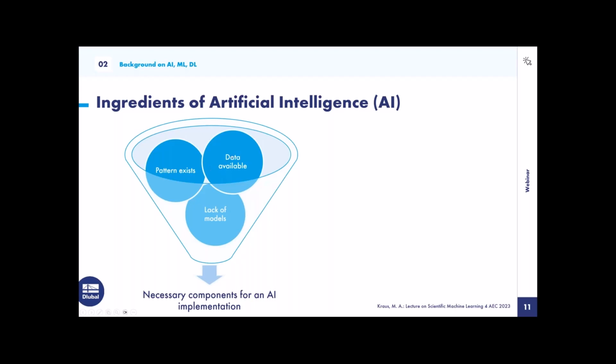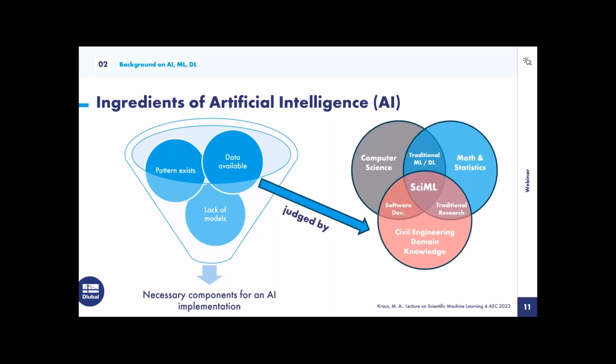The first is, do you have data about the problem? Do these data contain the pattern you're trying to model? And is there not a simpler model which does the job? If you can say yes to all 3, then you're lucky and you can apply AI, or at least there's a high chance of being successful in applying some kind of AI method.